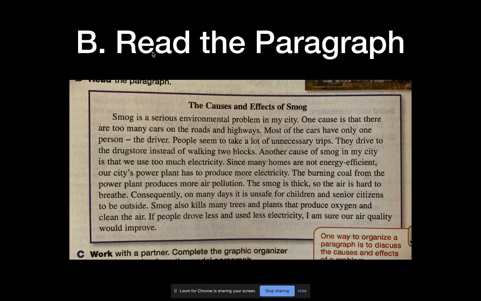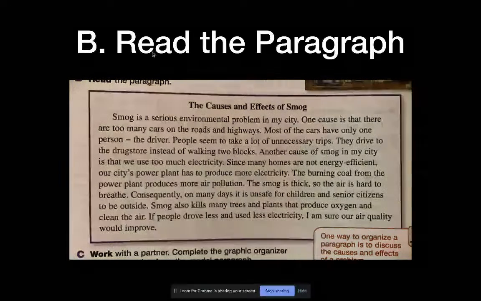Now, take a look at that paragraph. You have your topic sentence, which I'm sure you have already noticed: smog is a serious environmental problem in my city. So we know the topic. We know that we're talking about smog. It's a problem. And one way to talk about problems is to talk about the causes and then the effects. So they start off, next sentence.